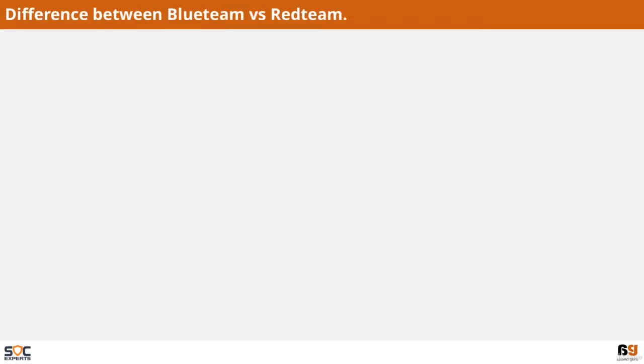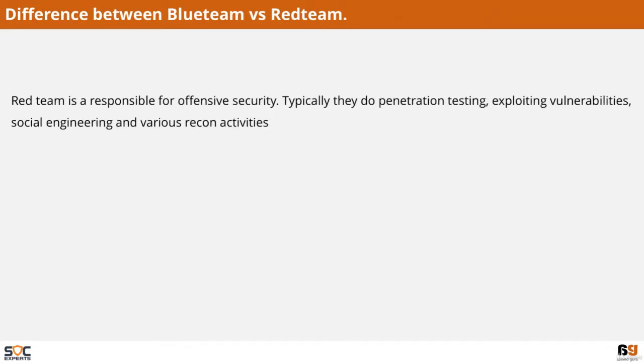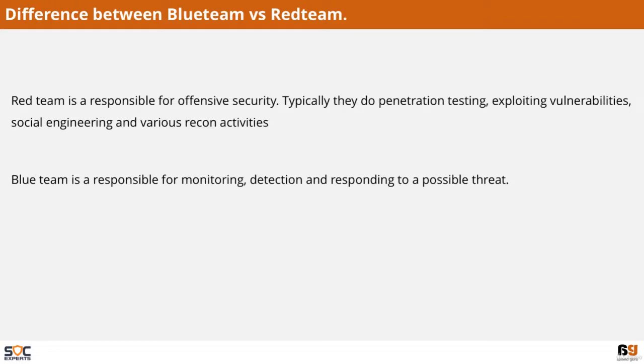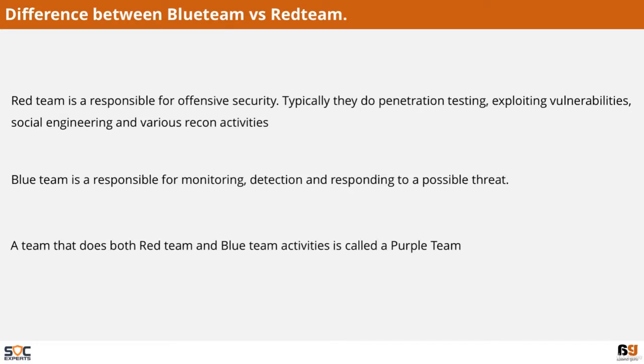Difference between blue team and red team. Red team is responsible for offensive security. Typically, they do penetration testing, exploiting vulnerabilities, social engineering, and various reconnaissance activities. Blue team is responsible for monitoring, detection, and responding to a possible threat. A team that does both red team and blue team activities is called a purple team.